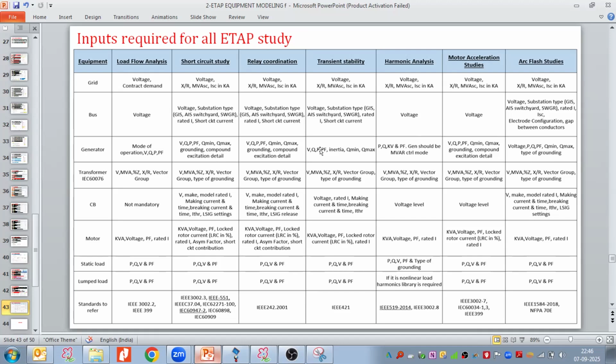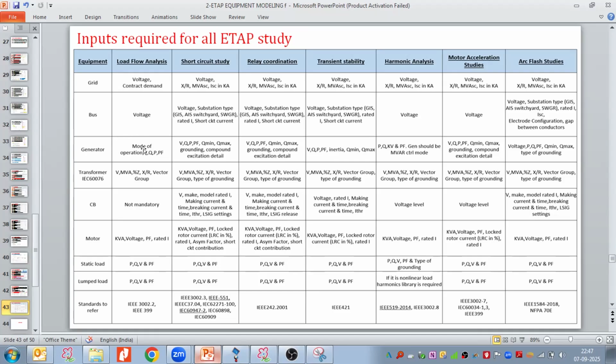So for the generator, similarly, you drag and drop, and you see what study you are doing, and for that study, this input you have to ask from your client. This is the input required before doing any study. Before load flow analysis, you need to know the grid voltage, just voltage is enough. For a bus, voltage is enough. For the generator, you need to know the mode of operation, that is voltage control mode, voltage, the reactive power, active power, and power factor. That's all you require to run the load flow for the generator.